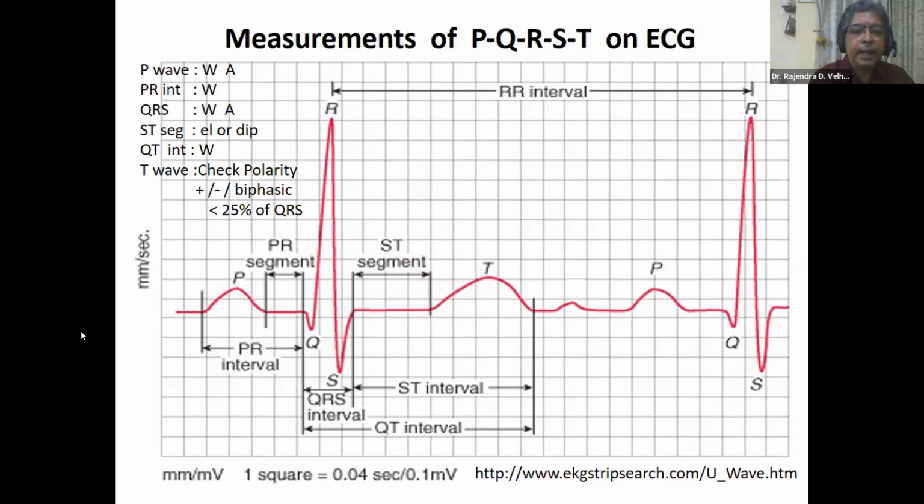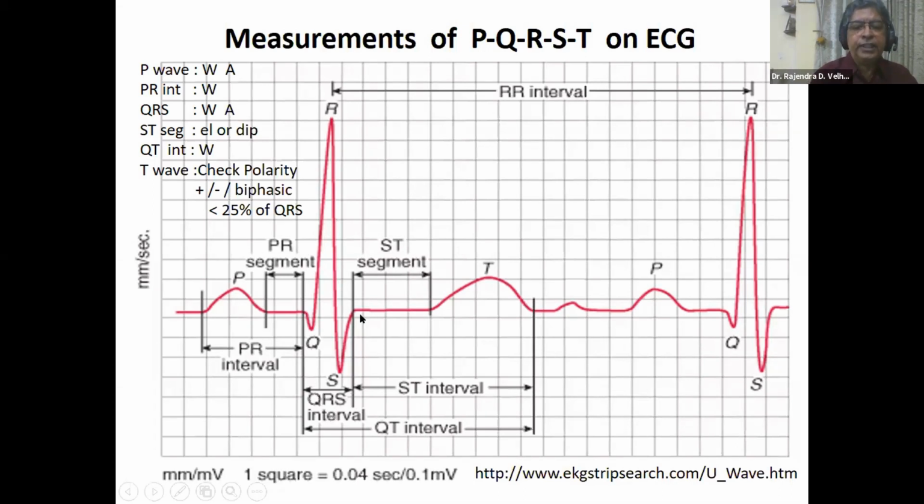Then this is a PR segment, this portion. Just remember this. I'll show you its interpretation during the discussion of our lecture. But this is the PR interval. Then QRS complexes, there are two measurements which are placed on it: the width of the QRS complex and the amplitude or the height of the QRS complex.